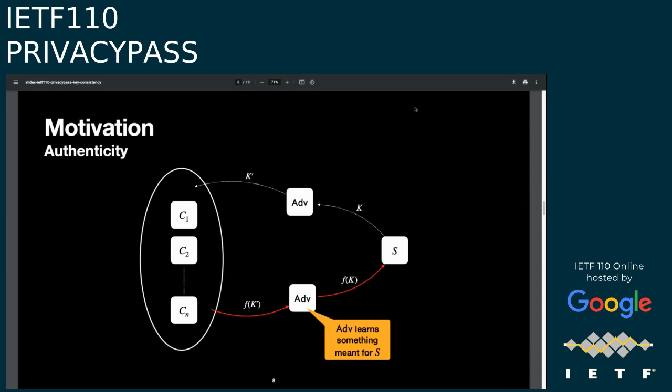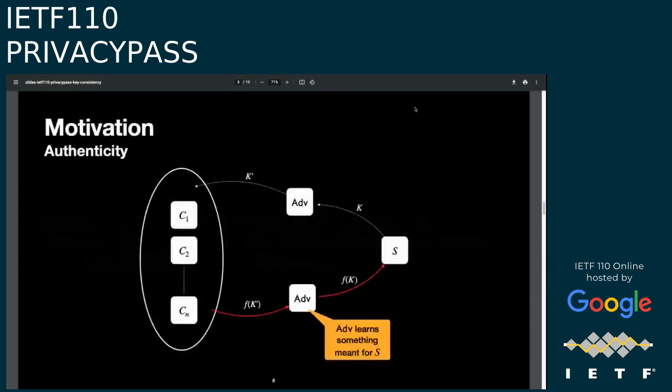Usage of that particular key would allow the adversary to potentially learn something that was meant for S. So in this case, if it's a public encryption key, as in the case of ODoH or HTTP, and the adversary is someone that this client did not intend to encrypt its message for, the adversary could easily learn information about the client's usage of this particular key, which is not great.